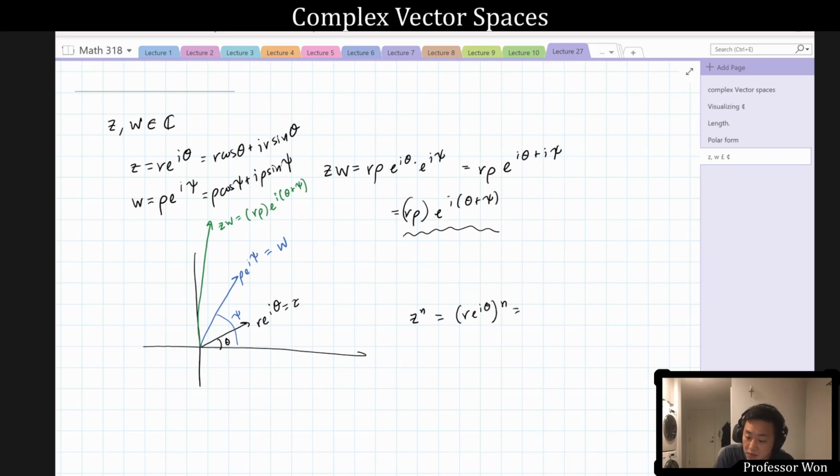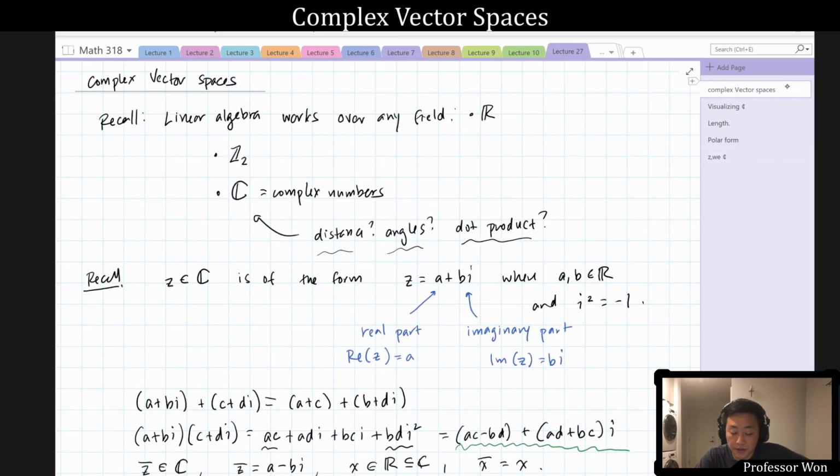But at every stage, you multiply the lengths and you add the angles, so you get this. That's the basic properties of the complex numbers we need. But remember, what we want to do is linear algebra over C. So now we need to think about vector spaces over C.